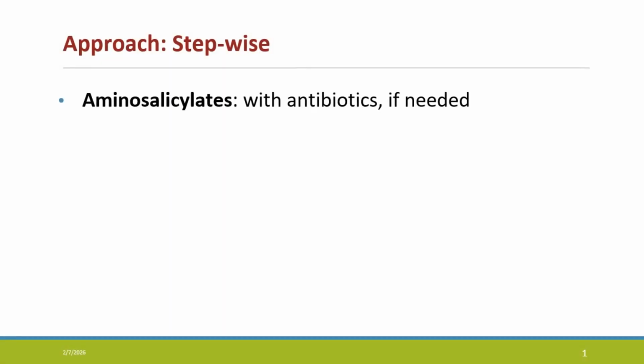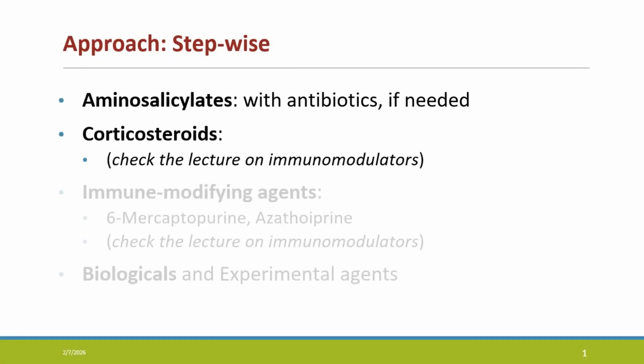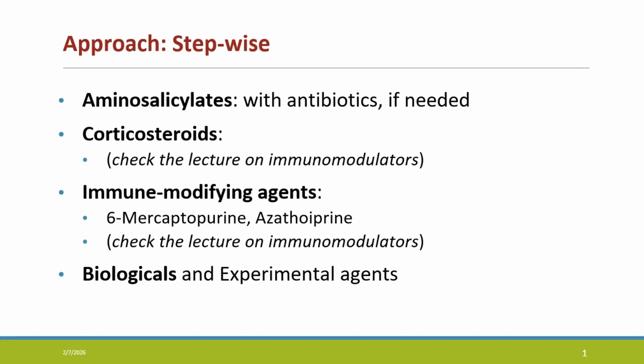Aminosalicylates act locally in the colon. They inhibit prostaglandin and leukotriene synthesis, reducing inflammation. They are first line in mild ulcerative colitis. Because they act locally, systemic toxicity is limited. Steroids are powerful anti-inflammatory agents. They suppress cytokines, leukocyte migration, and immune activation. They induce remission rapidly but are not suitable for long-term use due to toxicity.